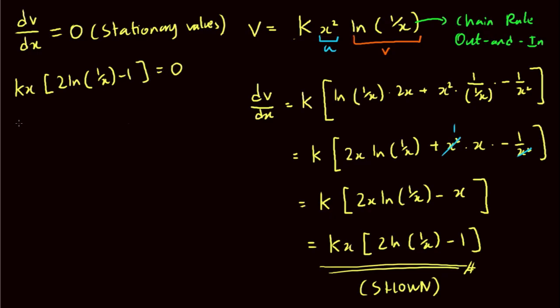So for the first part, we take kx equals 0. So that means that x is equal to 0. Okay, so that's one stationary value. If x equals 0, then your v, your velocity, would be what? Your velocity would obviously be equal to 0, right? Because you substitute 0 into the original equation. You substitute x as 0, everything will become 0, right?